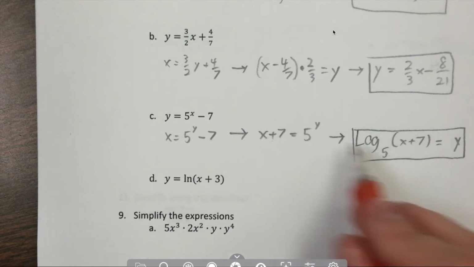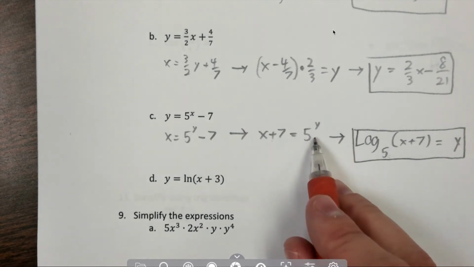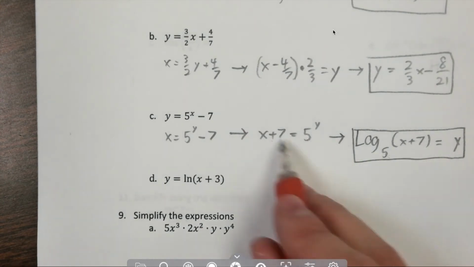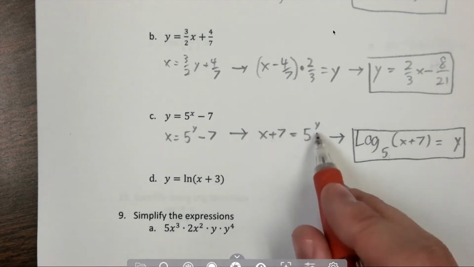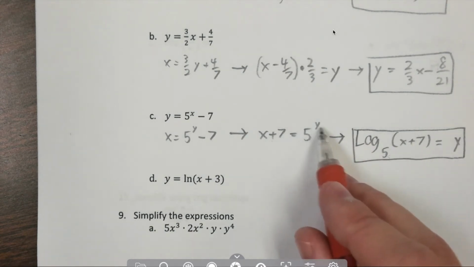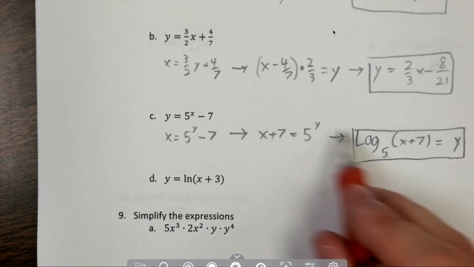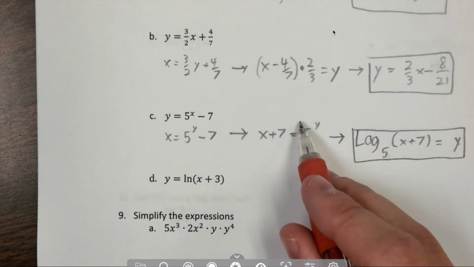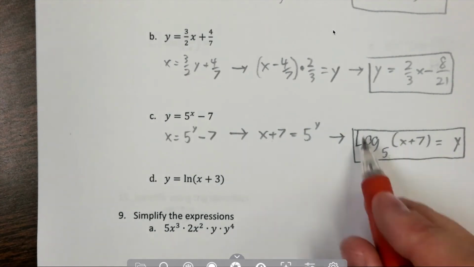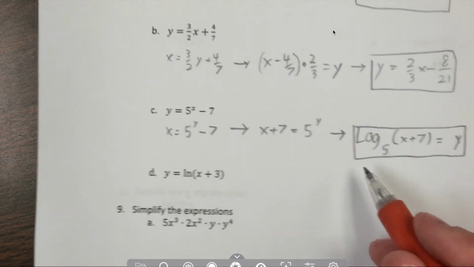They're saying 5 is the base. 5 is what was being built upon in this logarithm. X plus 7 is what we were trying to get our exponential to be equal to. And the exponent itself was y. So logs equal exponents. Logs find exponents. So if I want to solve for y, and y isn't an exponent, then the way I'll solve for y is by writing a logarithmic expression.